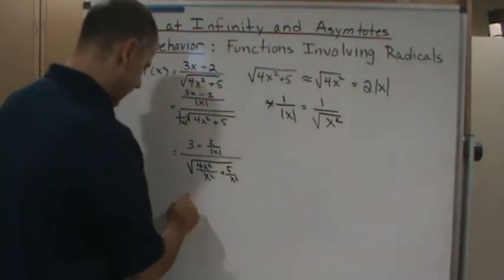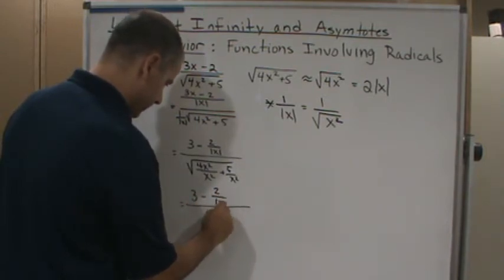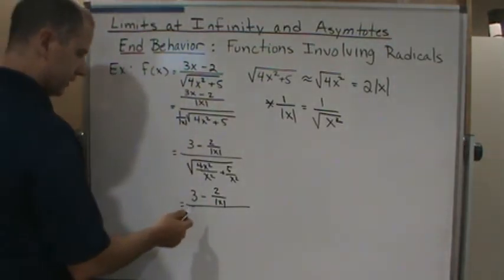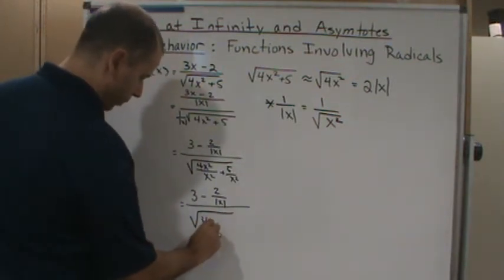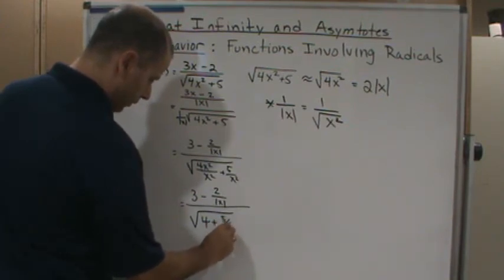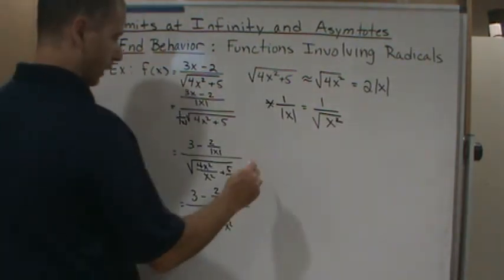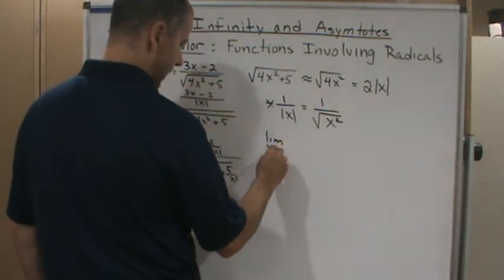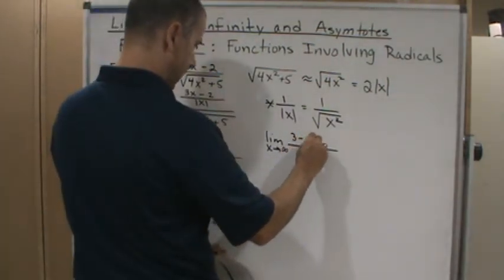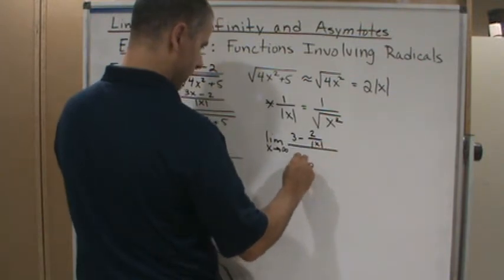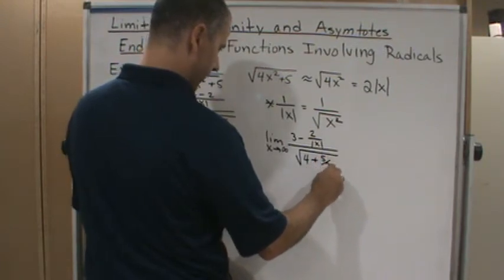Okay? And so now I can simplify the denominator and I get this. 3 minus 2 over the absolute value of x in the numerator, and the denominator becomes what? The square root of 4 plus 5 over x squared. Okay, so now this is what I can take the limit of. So now let's take the limit as x approaches positive infinity of this. So this will be 3 minus 2 over the absolute value of x divided by the quantity square root of 4 plus 5 divided by x squared.